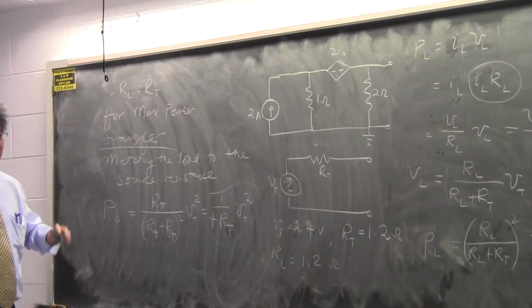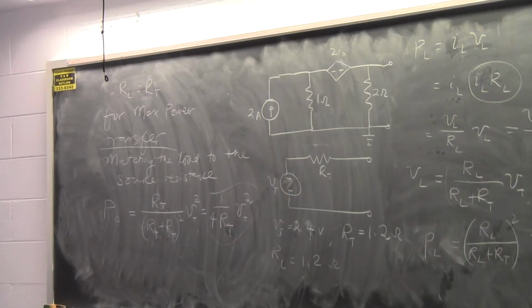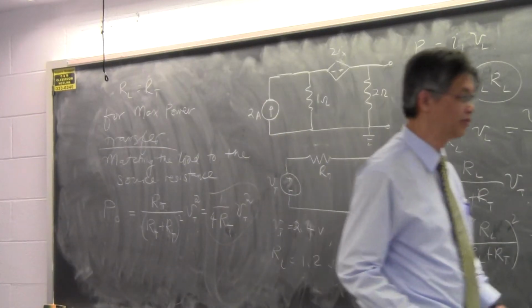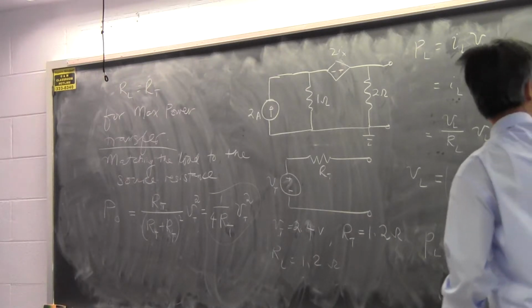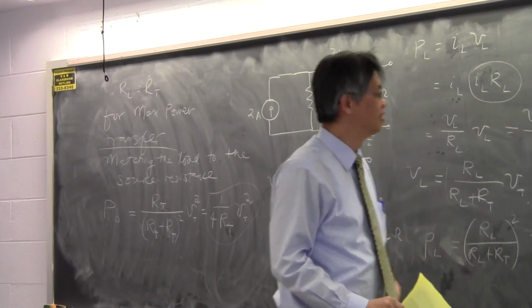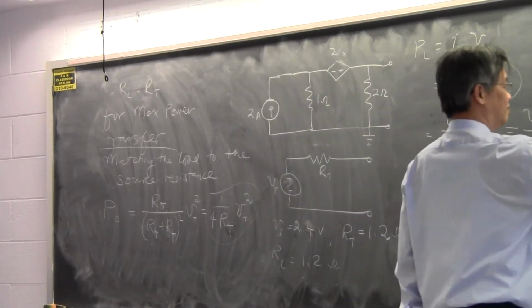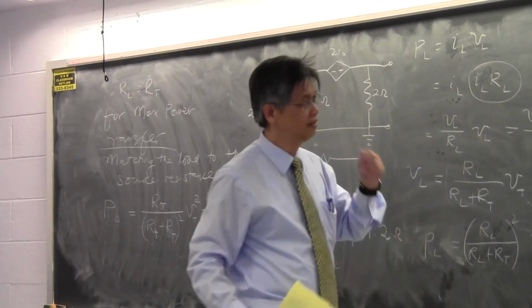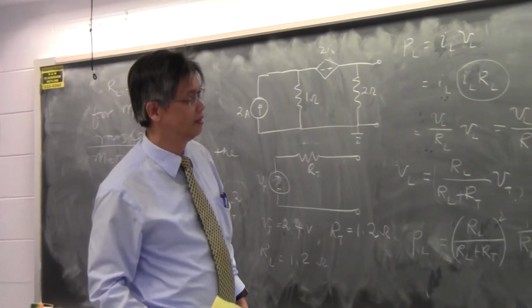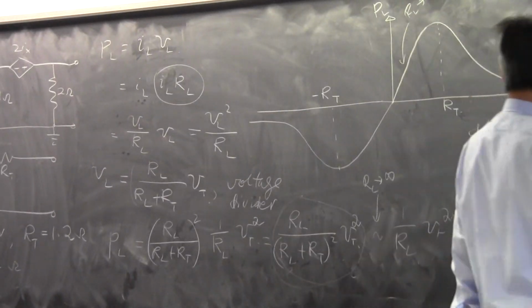Yes? Solution also works if RL is equal to minus RT. RL equals minus RT. What will happen then? It'll still be a stationary point. RL equals minus RT. So if I draw this curve, it will go like this, right? If I draw this curve, and then RL equals minus RT, are you sure that it will work?